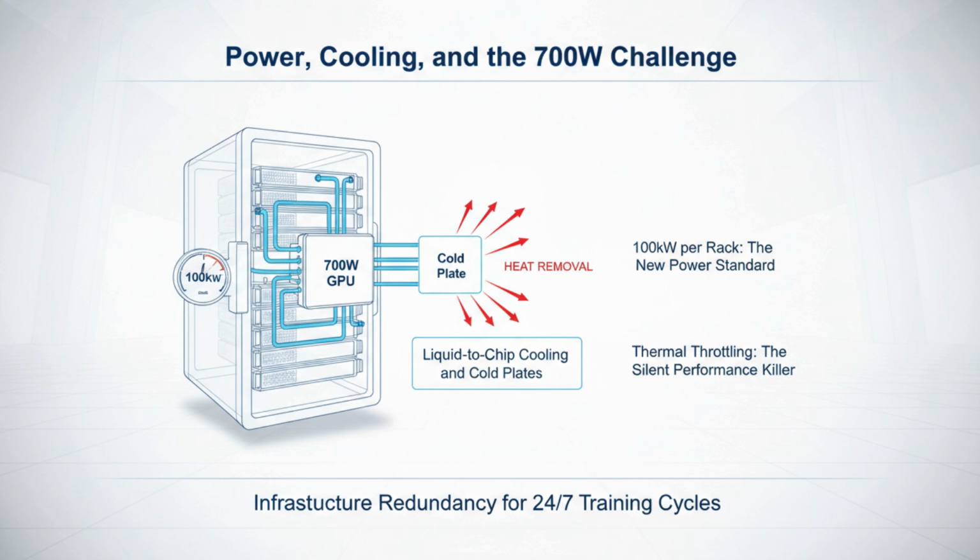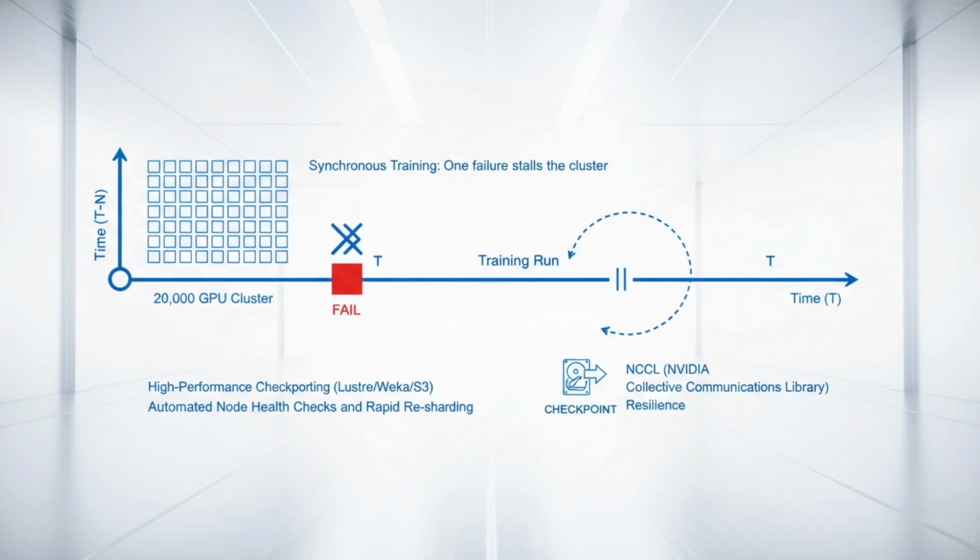Precision in power delivery is no longer optional. In a cluster of 20,000 GPUs, the mean time between failure, MTBF, of a single component is high, but the probability of at least one failure during a 30-day training run is nearly 100%. Because training is synchronous, using NCCL collectives, if one node fails, the entire cluster stops.